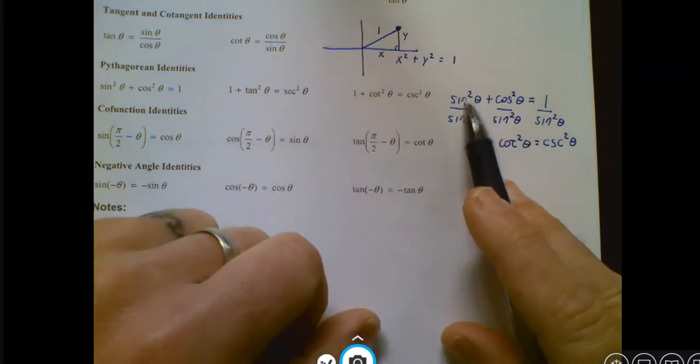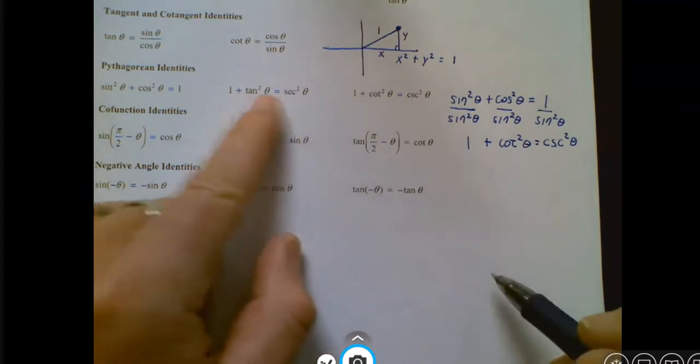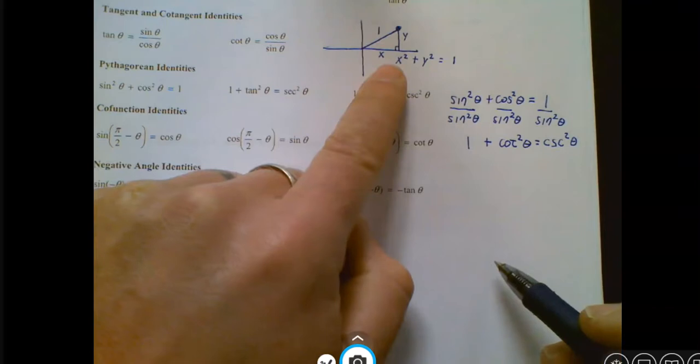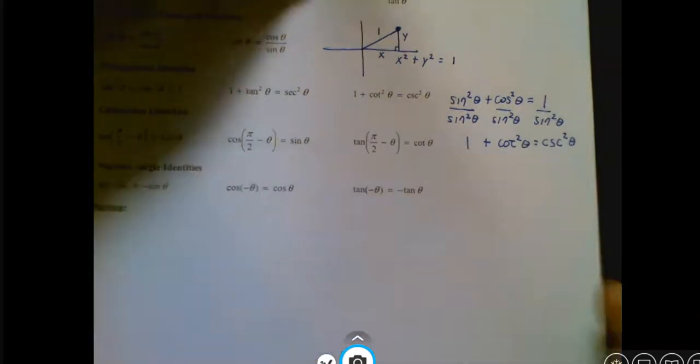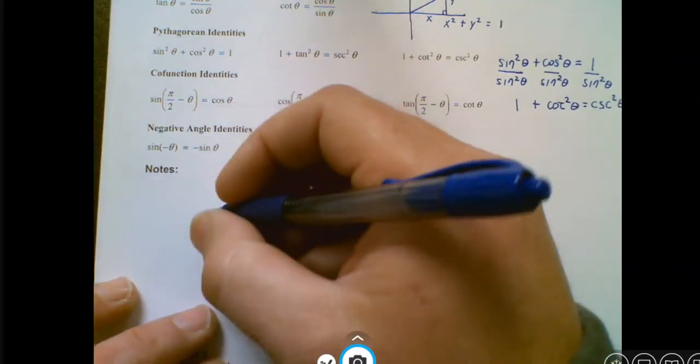If I were to go back and divide each one of these by cosine squared and simplify it, I would get this identity. And so those are all stemming from this same concept. That's why they're all called our Pythagorean identities. A cofunction identity simply tells you two angles that add to 90 degrees. So I'll show you really quick with this.